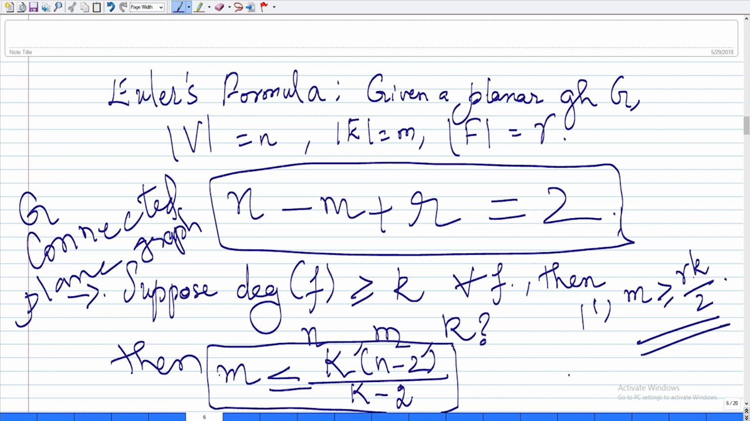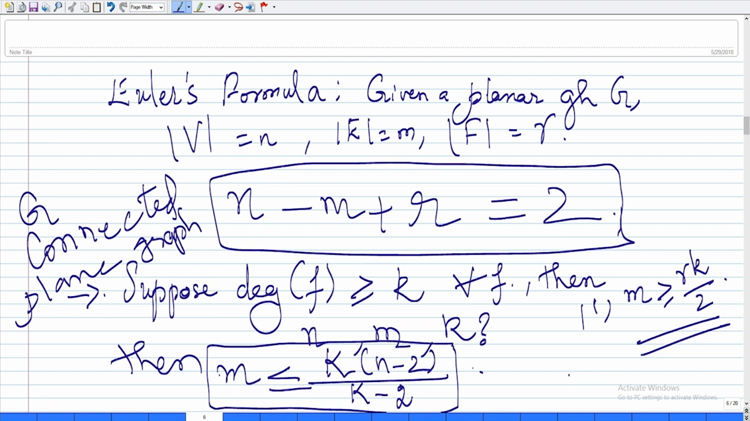This could be a check for you. If you are given n and m, and you also know that every face has degree greater than or equal to 5, then can I check whether the graph is planar or not? If it violates this condition, obviously one of the conditions above is violated. So, we can immediately conclude that the graph could not be a planar graph, the contrapositive of this condition.